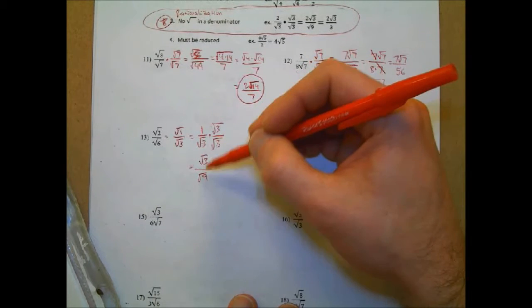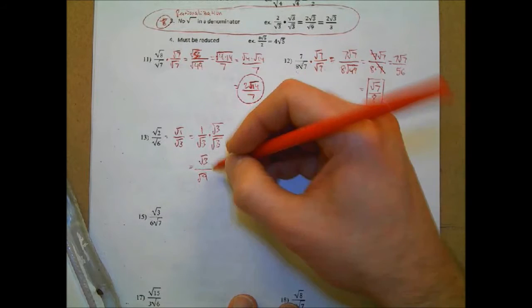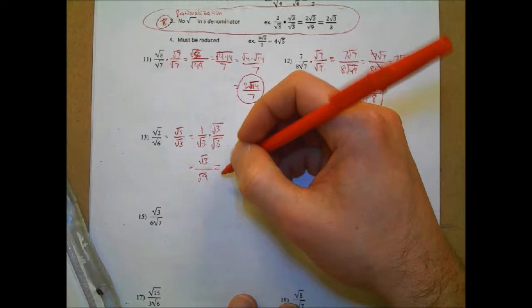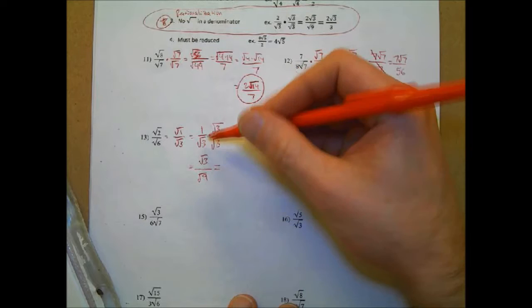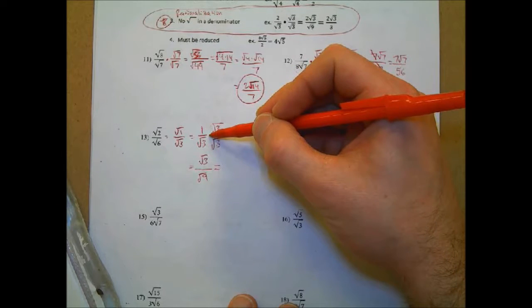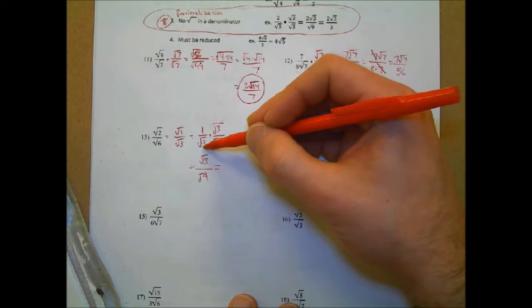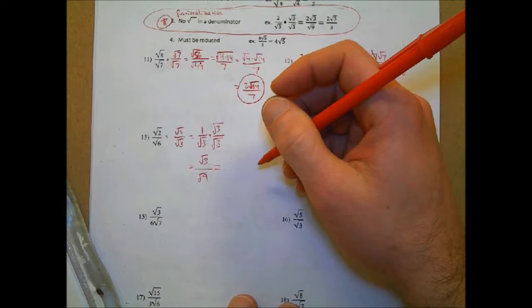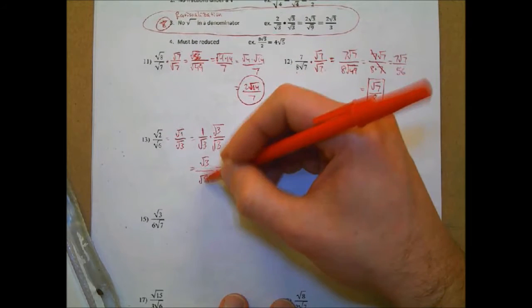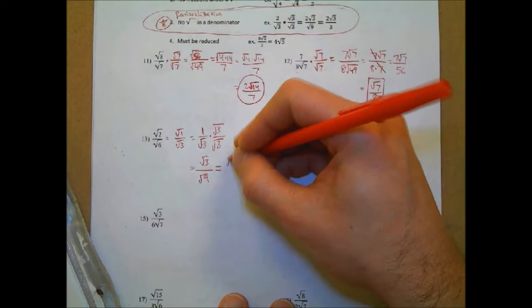Is that making some sense? Alex, I'm talking to you. When you multiply, you multiply the numbers that are in the square root. 3 times 3 makes the 9 there, okay? Alex, what's the square root of 9? 3.